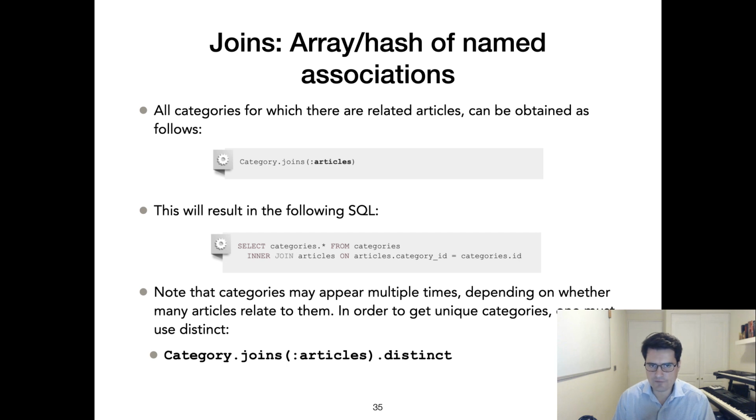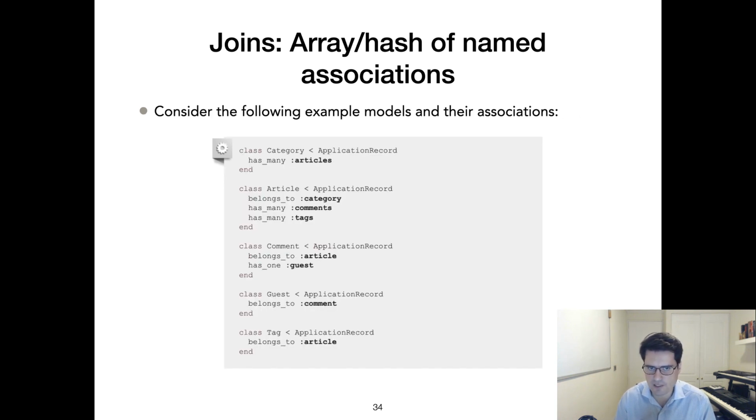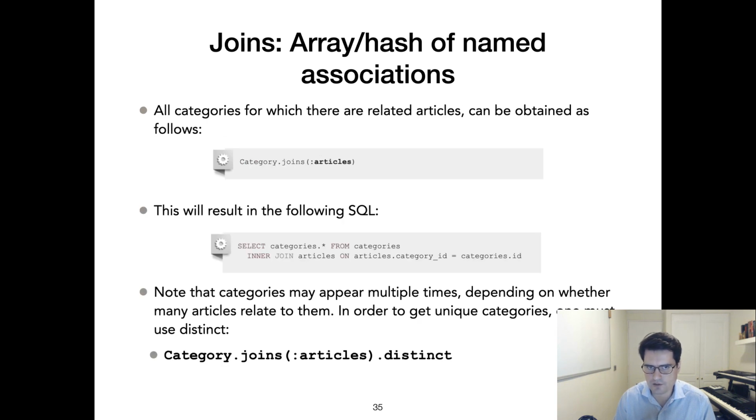So, if you'd like to get all categories for which there are related articles, you can use a very simple join such as this. You simply call joins passing the name of the association. In the case of join, you pass the name of the association. A category has many articles, so you want the join to give you all categories for which there are related articles, and that will translate in the SQL below.